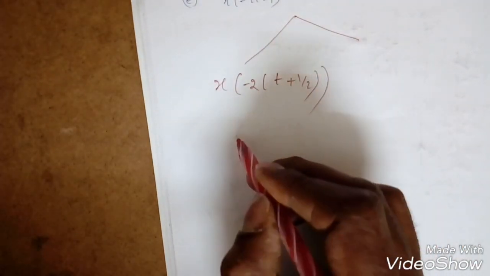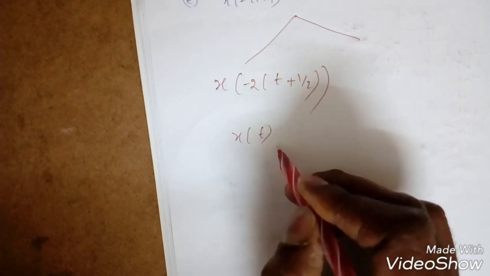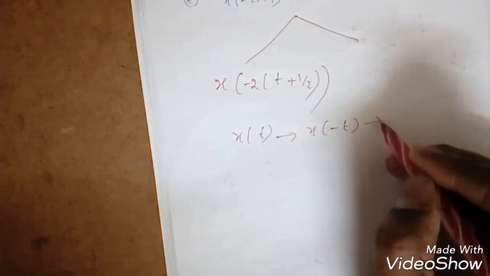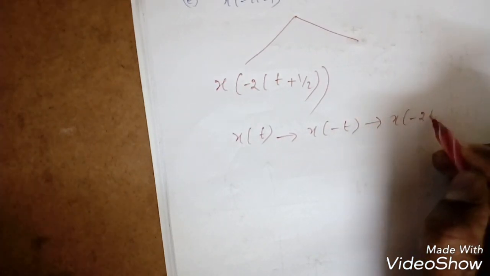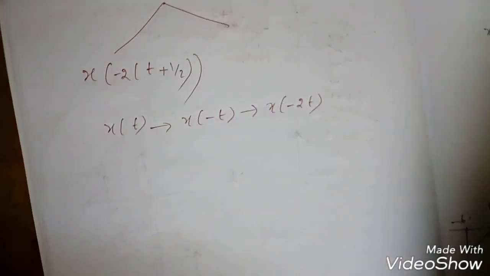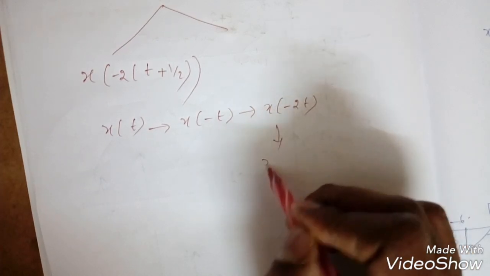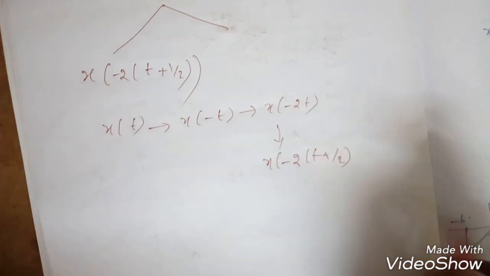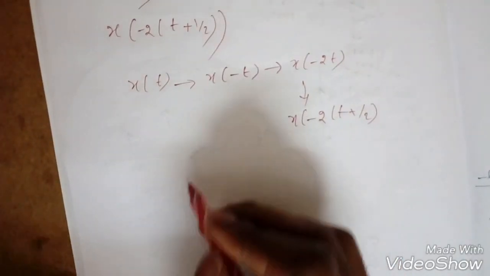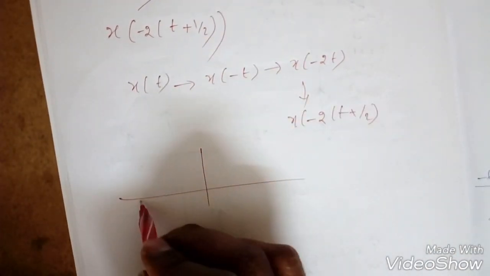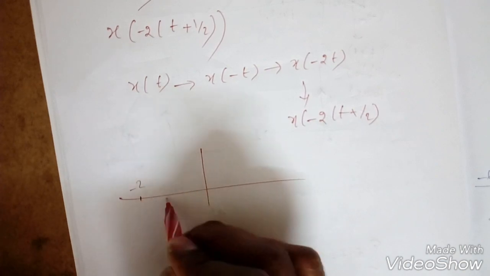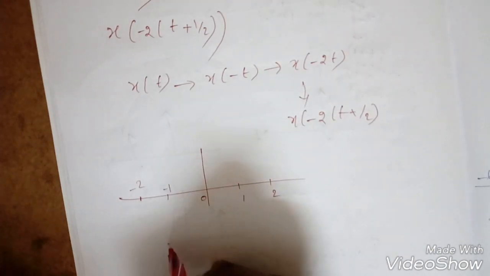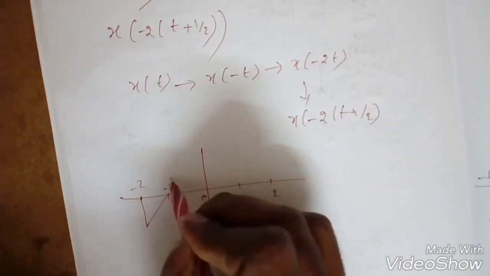Now how to proceed with this one? First I will take x of t, then I will go for x of minus t, then I will go for x of minus 2t, and finally I will shift, that is x of minus of 2 of t plus half, right? Now what is the procedure? So x of t is like this, with points minus 2, minus 1, 0, 1, 2, right? It is like this.